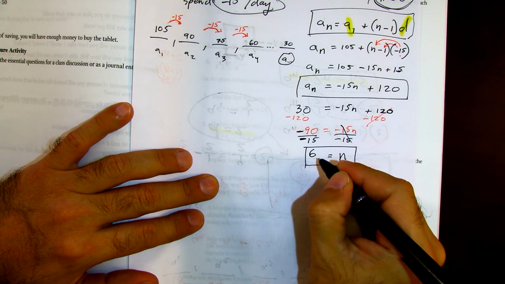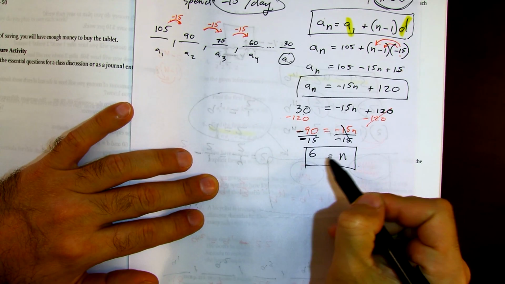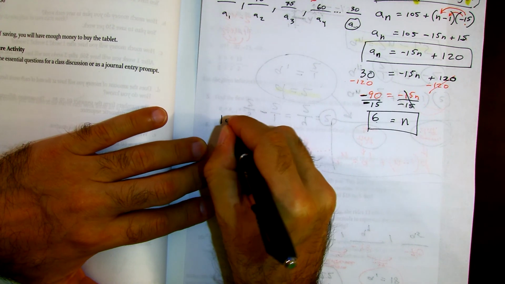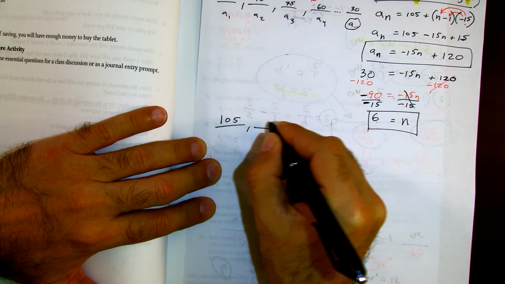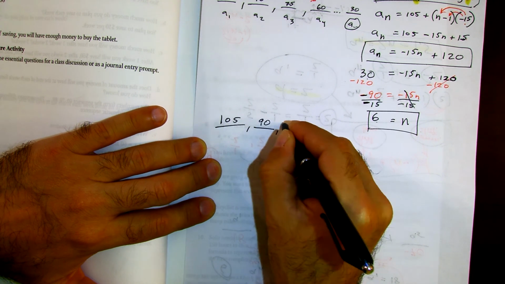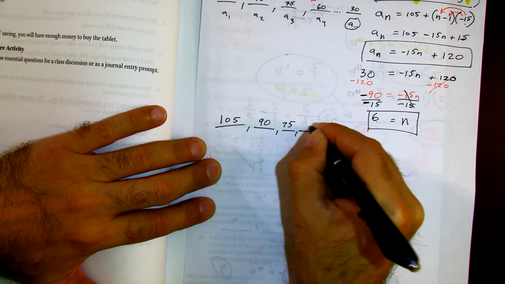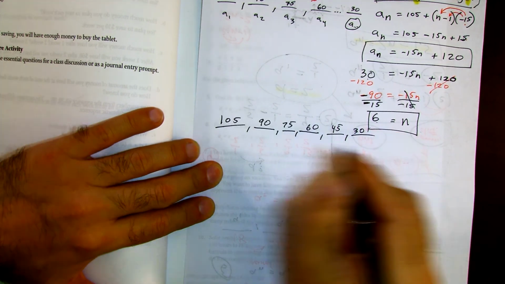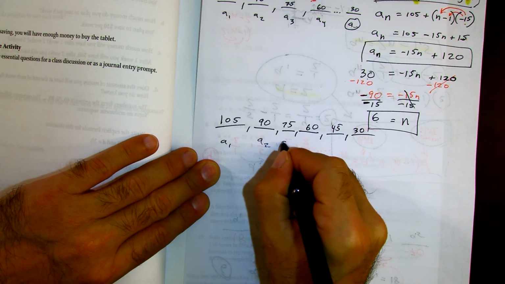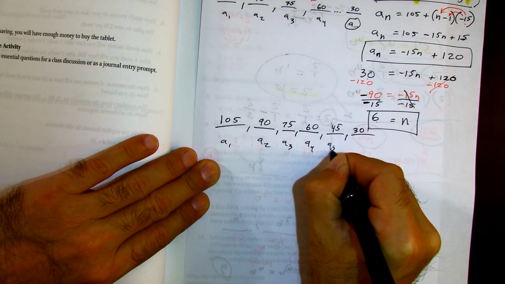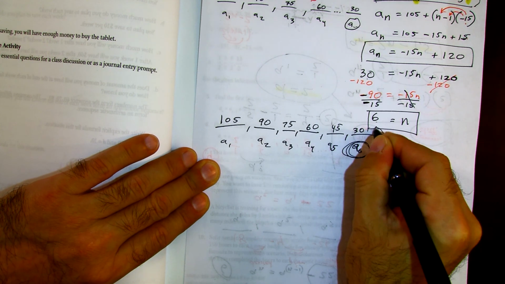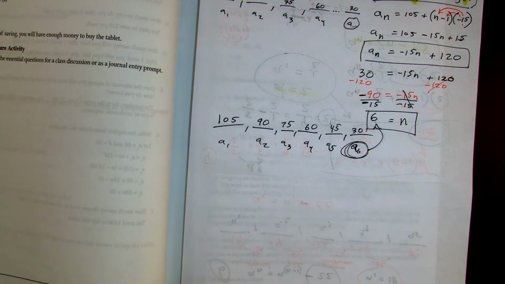All right, look. It takes 6 days. No problem. It takes 6 days for us to get to 30 bucks. Let's see if that's true. Because look, 105, we had 90, we have 75, 60, 45, 30. How many days did that take? a1, a2, a3, a4, a5, a6. Yeah. Did it.